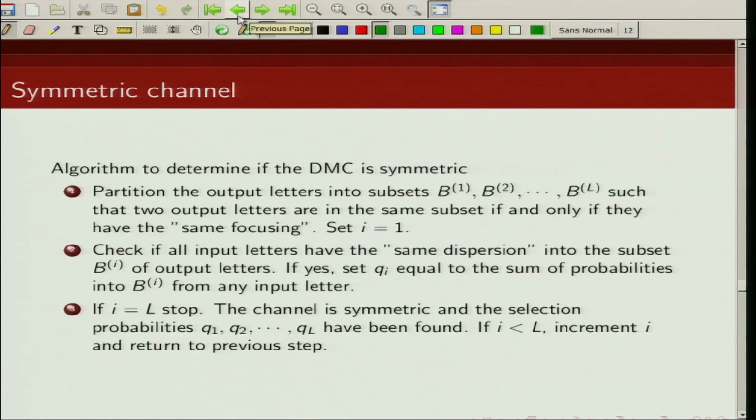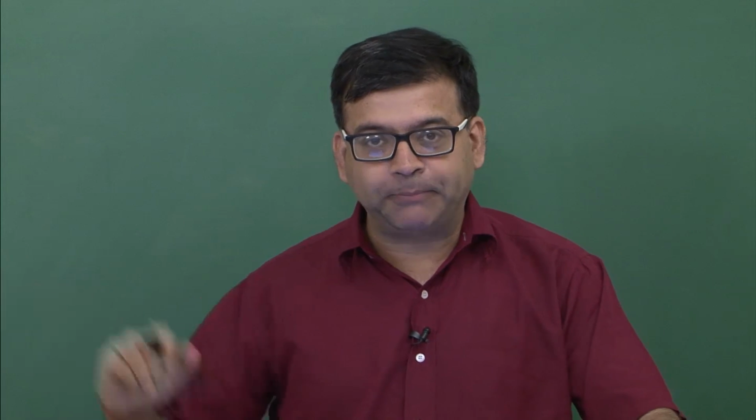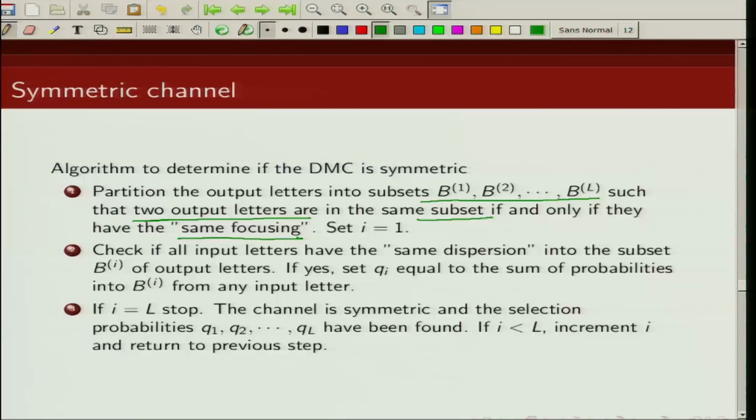Yes. So, the first step is we are partitioning the output letters into subsets B1, B2, ..., BL such that two output letters are in the same subset if they have the same focusing. In our example, the output letters 0 and 1 have the same focusing and delta has a different focusing, so that is kept in a different subset. So, B1 consists of output symbols 0 and 1 and B2 consists of delta.